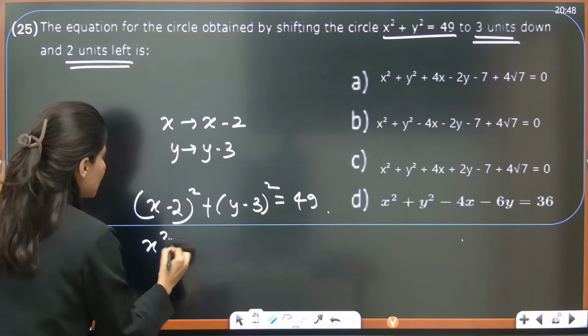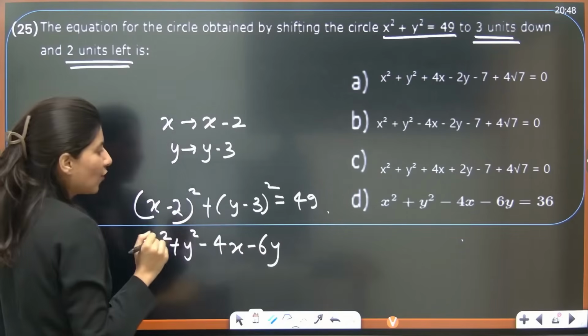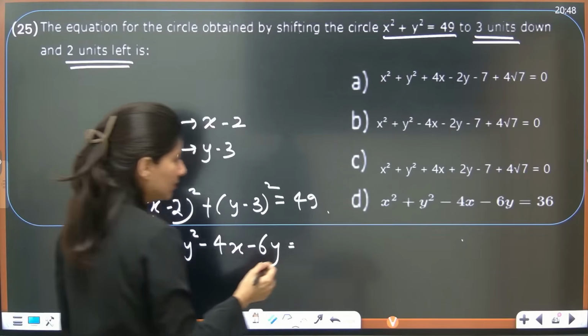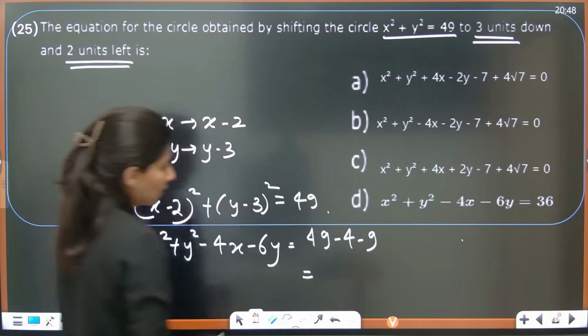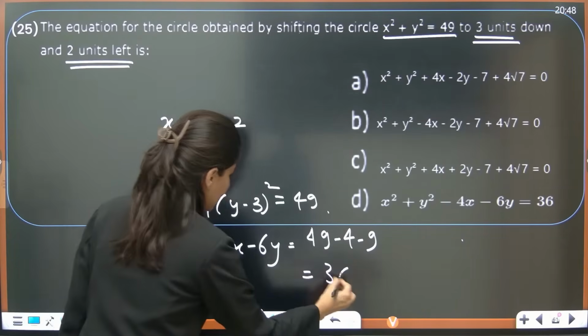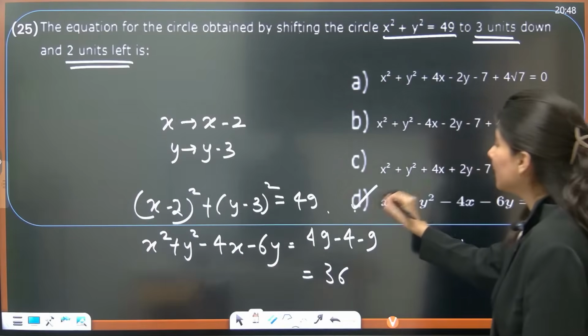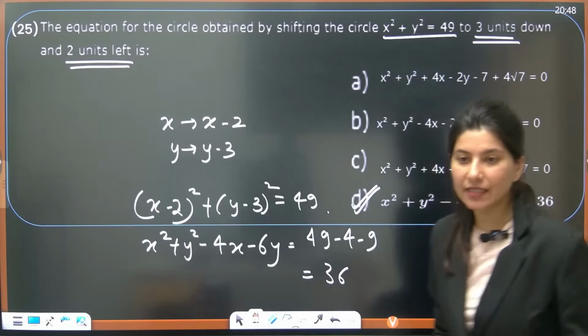So this is x square plus y square minus 4x minus 6y plus 4 plus 9 equals 49. So x square plus y square minus 4x minus 6y equals 49 minus 4 minus 9, so this is 40 minus 4, 36. So x square plus y square minus 4x minus 6y equals 36 is clear cut option D.